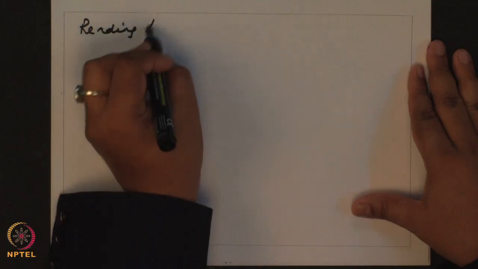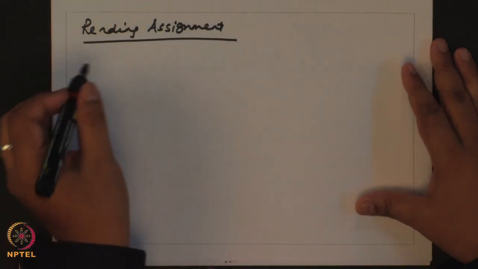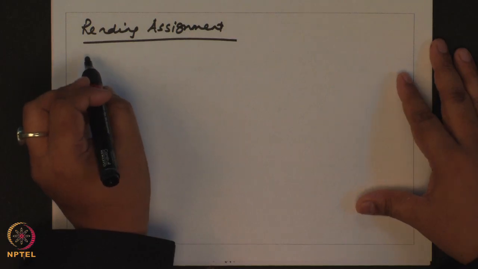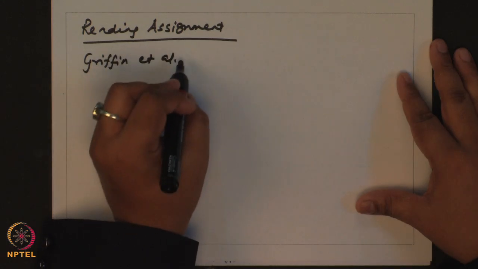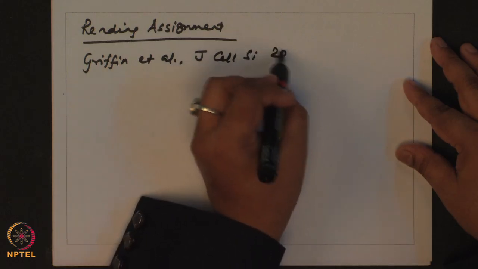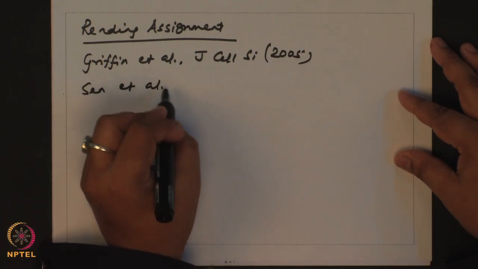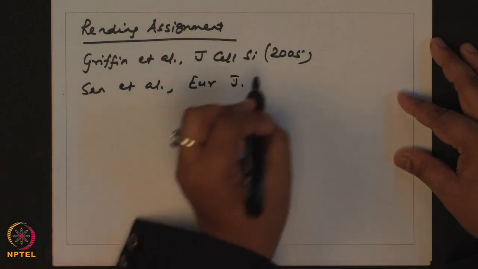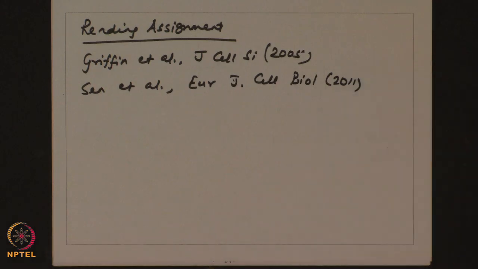So, with that I stop here for today. As part of reading assignment, I give you two papers. One is Griffin et al., Journal of Cell Science, 2005. The other one is Sen et al., European Journal of Cell Biology, 2011. Thank you for your attention.